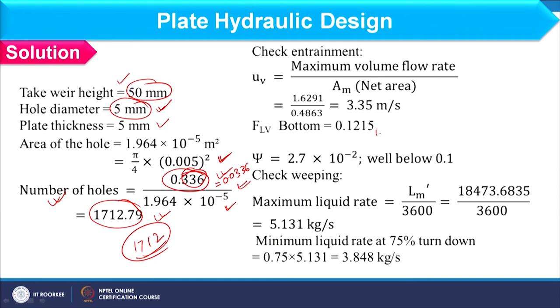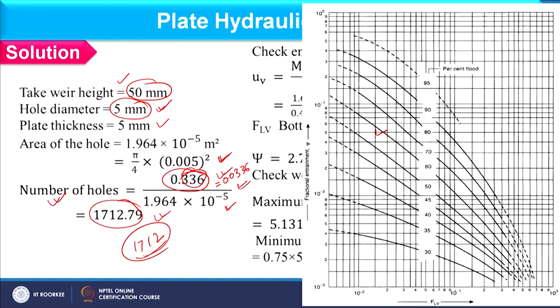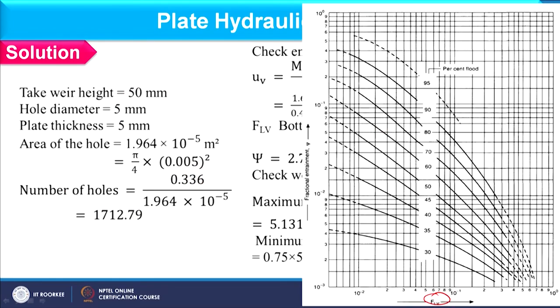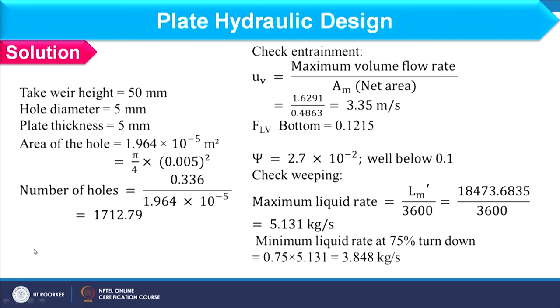So, at the bottom, FLV value is given as 0.1215, and we can use this graph. So, as FLV value is coming as 0.12, that value you can obtain somewhere here, and that should be corresponding to 85% flooding. So, that line will lie somewhere here, right? So, considering this, we can find out the value, and that value is coming as 2.7 × 10⁻², and it should be less than 0.1. So, here entrainment condition is satisfied.